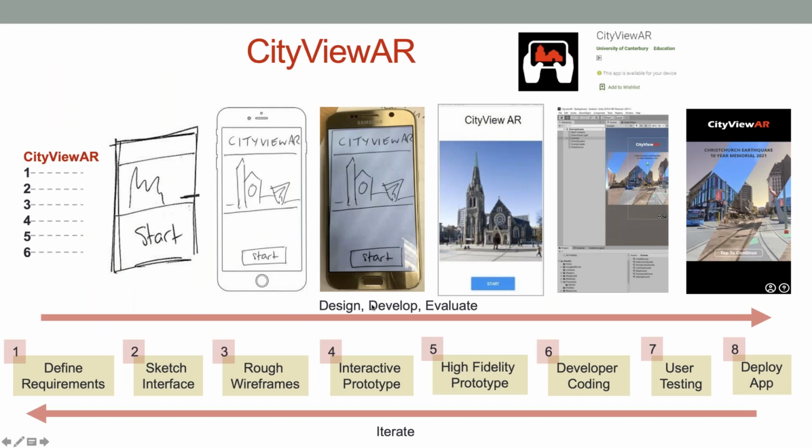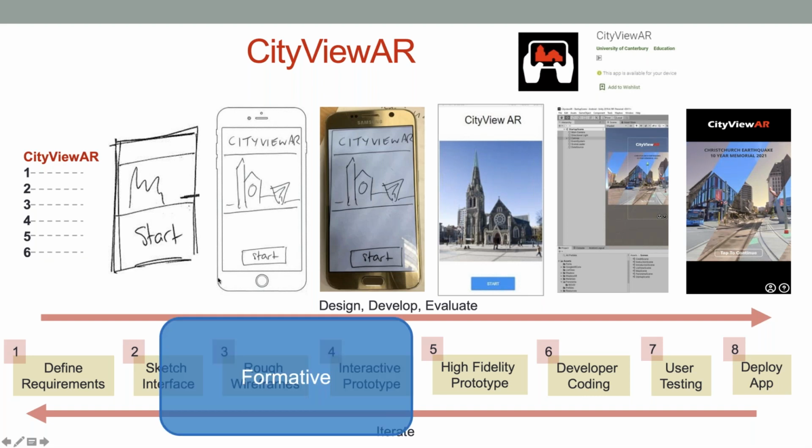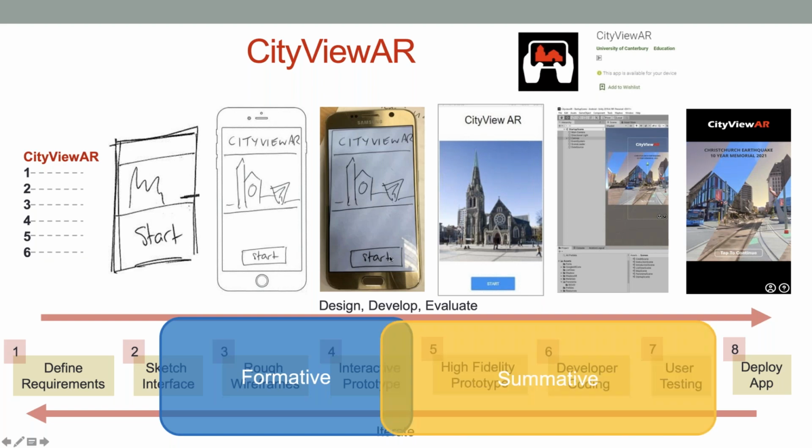So if we return back to our CityView AR application, you can see that the formative evaluation really took place in the first few steps. Once we had the sketching drawn, and when we did the rough prototyping and interactive prototype, that's when we did the formative evaluation. And then once we started building the high fidelity prototyping and the coding, that was when the summative evaluation happened, and they do overlap a little bit. So that kind of shows you the difference in evaluation types.